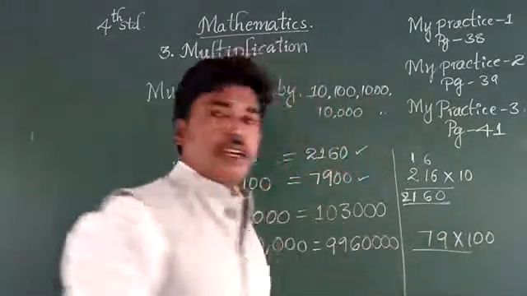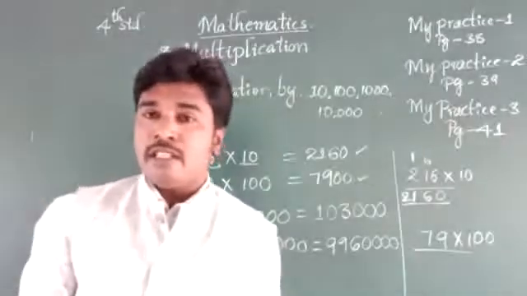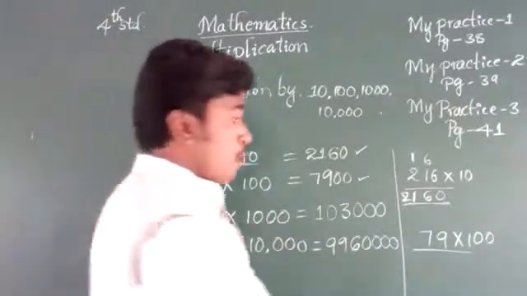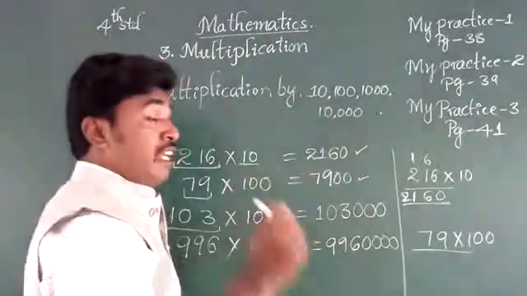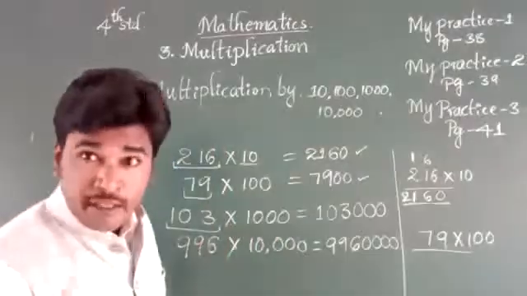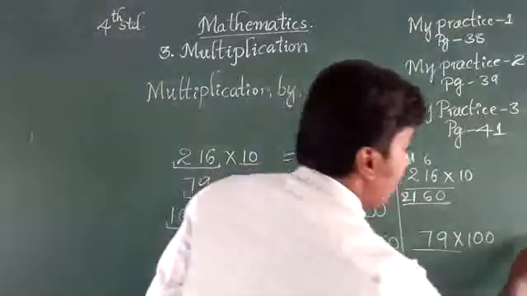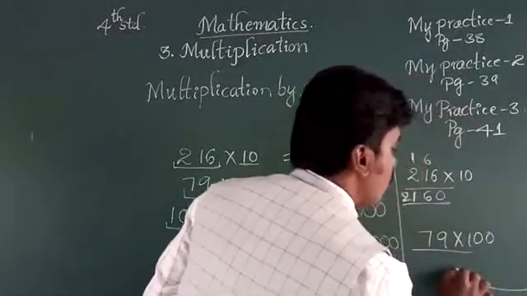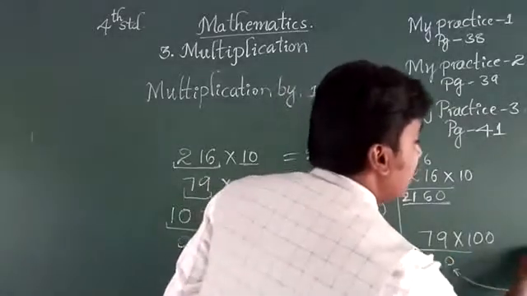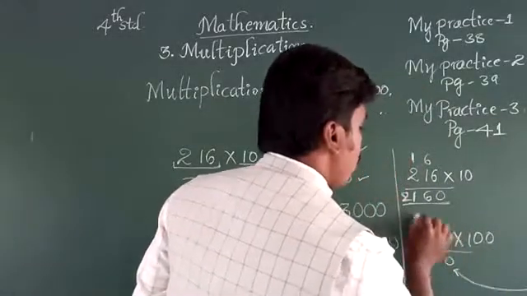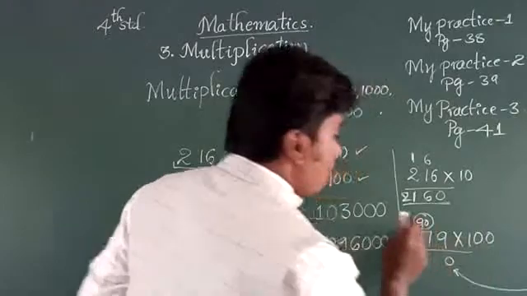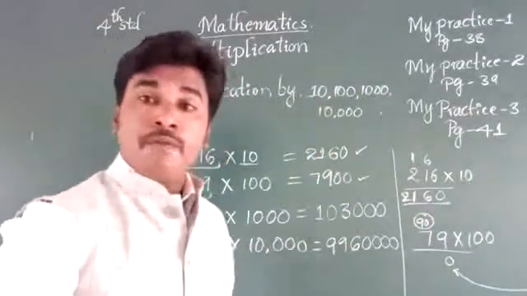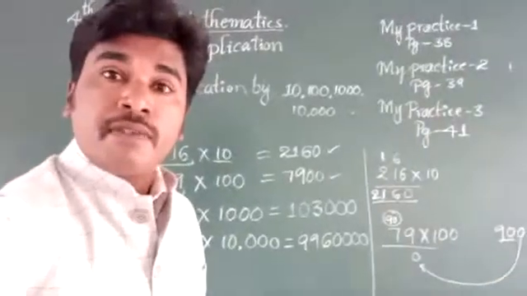Here also 2160. Take one more, the last one, 79 into 100. The 100 table is very easy: 101 is 100, 102 is 200, 103 is 300, likewise. So 100 nines, 100 taken 9 times, so 900. Write this 0 here, remaining 90 you carry. 100 into 7s, 100 sevens are how much?